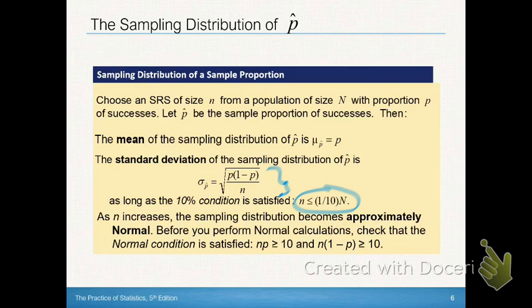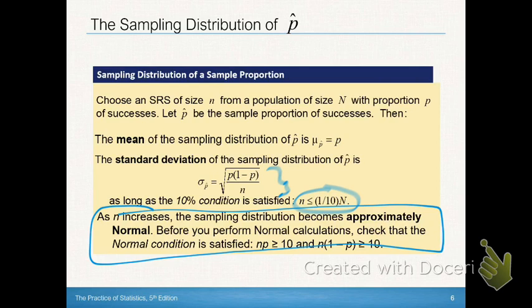Here's what's new. We said that the shape is approximately normal sometimes, but not all the time. So you need to check what's called the large counts condition. In order for the sampling distribution of p-hat to be approximately normal, you need n times p, the number of trials times the probability of success, and n times 1 minus p, the number of trials times the probability of failure, and both of those values must be greater than or equal to 10. If that is true, then your sampling distribution will be approximately normally distributed.